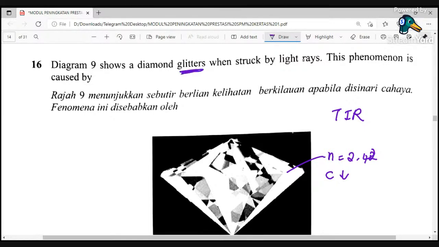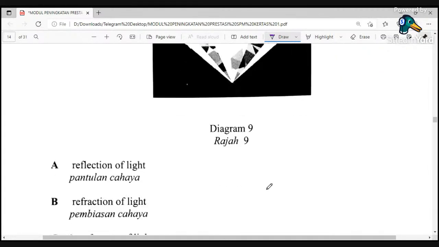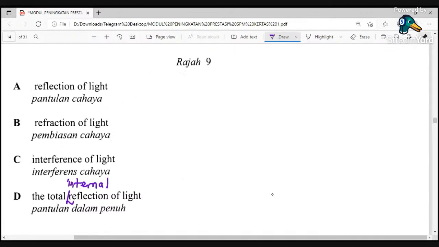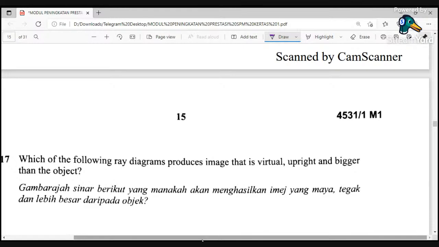Nampak dia berkilau atau bersinar cantik. Sebab lebih banyak total internal reflection occur compared to regular glass. Okay, jadi konsep ialah total internal. Ini dia punya, total reflection salah ni ya. Mesti ada perkataan internal. Okay, jawapan ialah total internal reflection. The BM version betul, BI version tak salah.